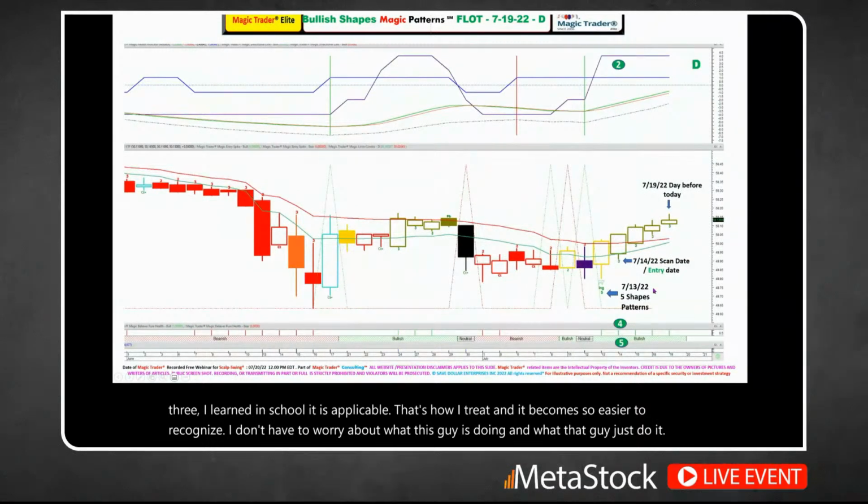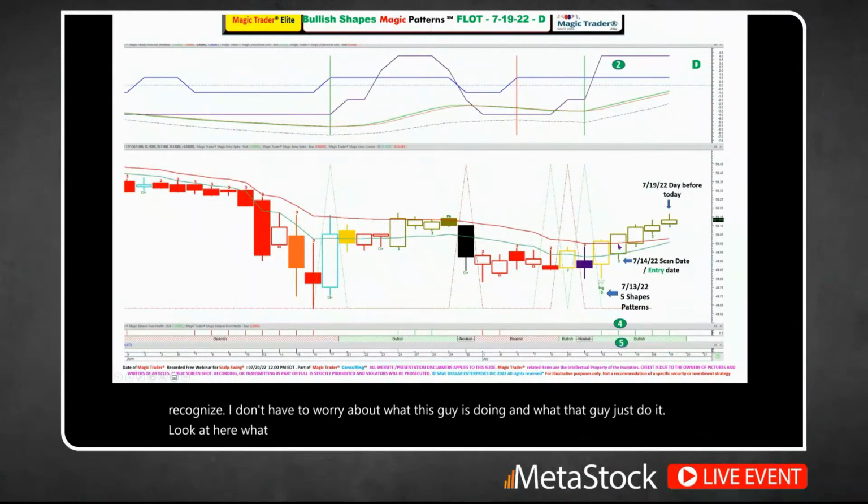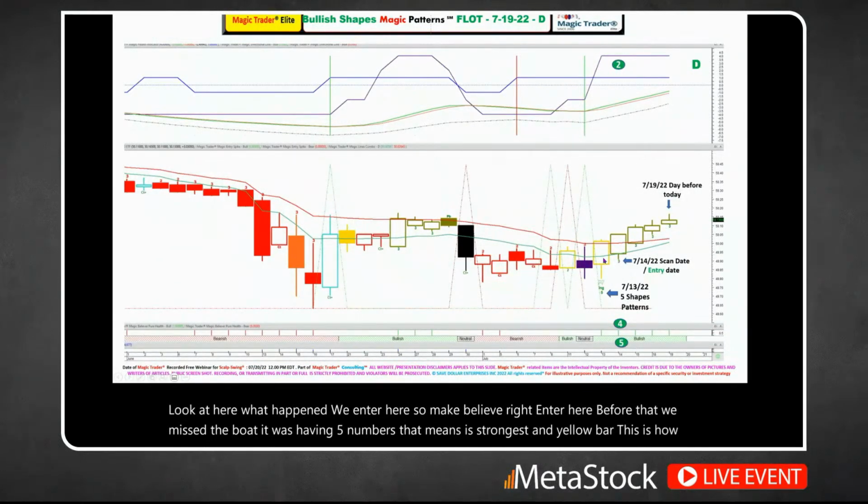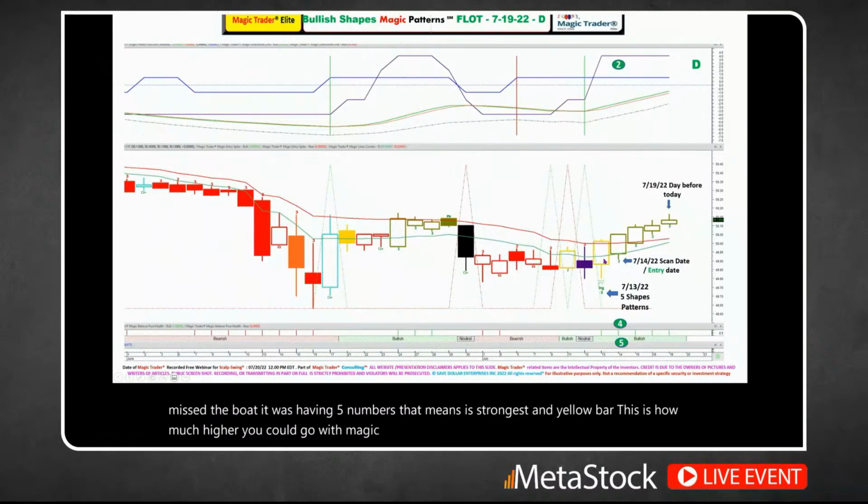Now, look at what happened here. We enter here, make believe, right? Enter here. Oh, before that, we missed the board. It was having 5 numbers. That means it's the strongest. And a yellow bar, this is how high you could go with magic. Number 5, 5 shapes, right? And a yellow bar, suppose I enter on that day, I had a backup here.